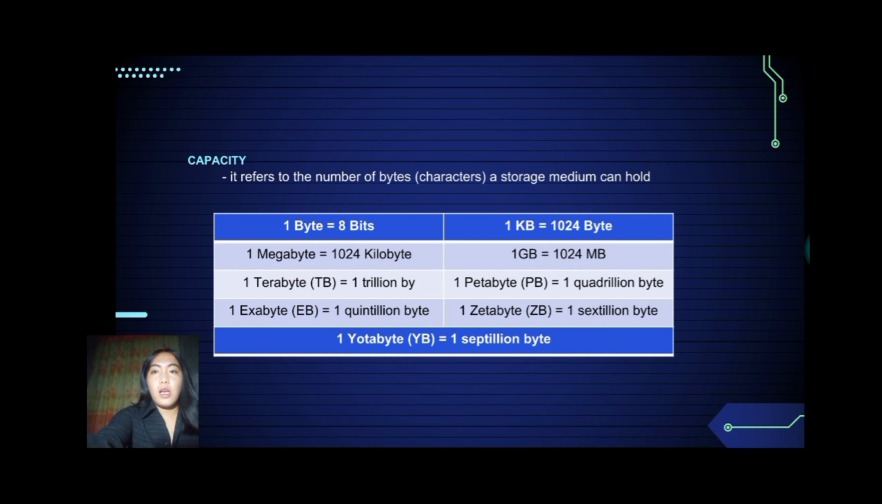These units are used to represent the increasing amount of data that can be stored or transmitted as technology advances. It's important to note that these values are based on powers of 2, binary, which is why the conversion from one unit to another is in multiples of 1024 rather than 1000.